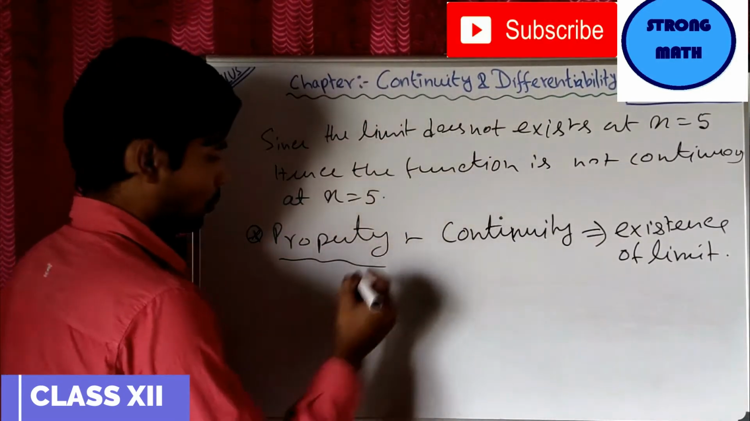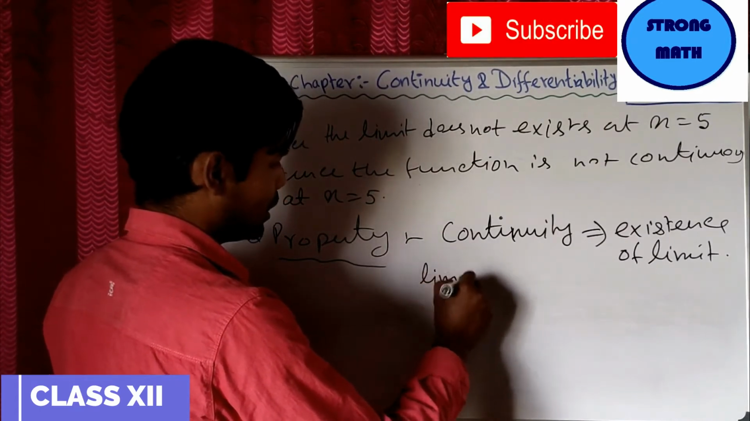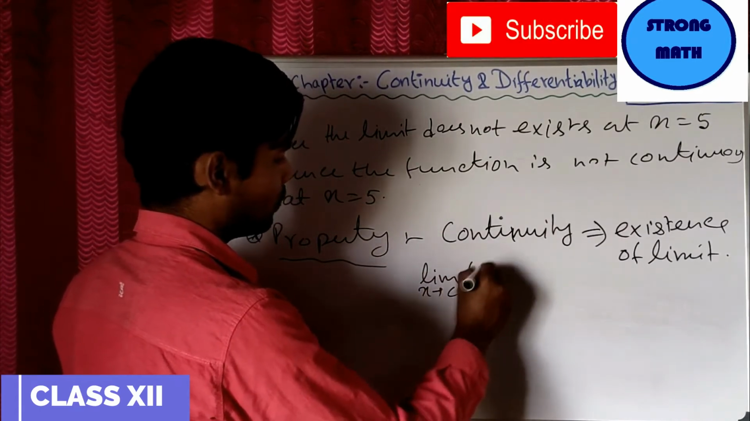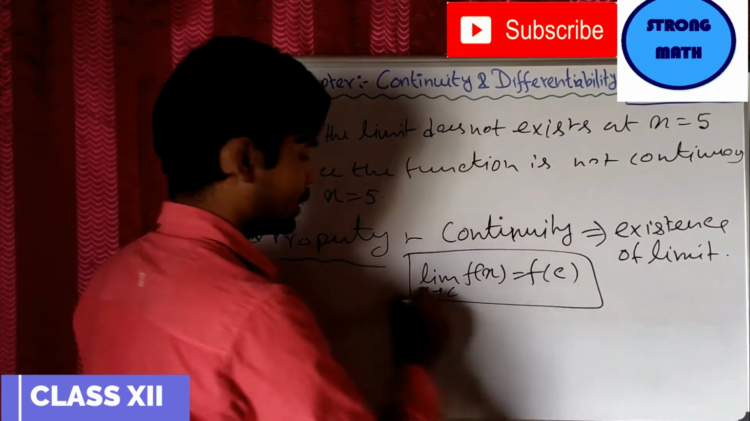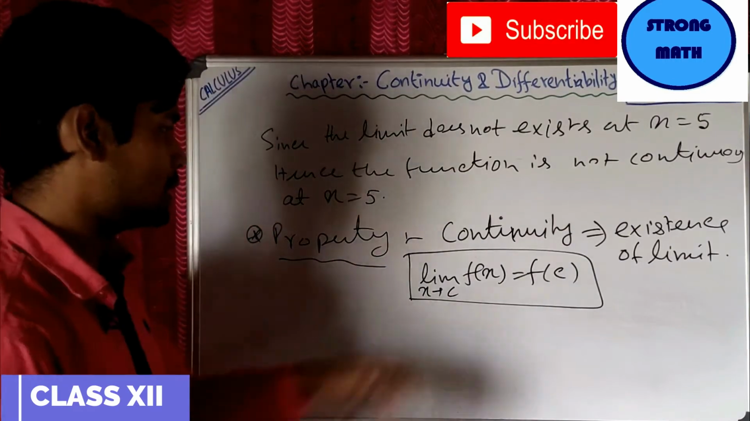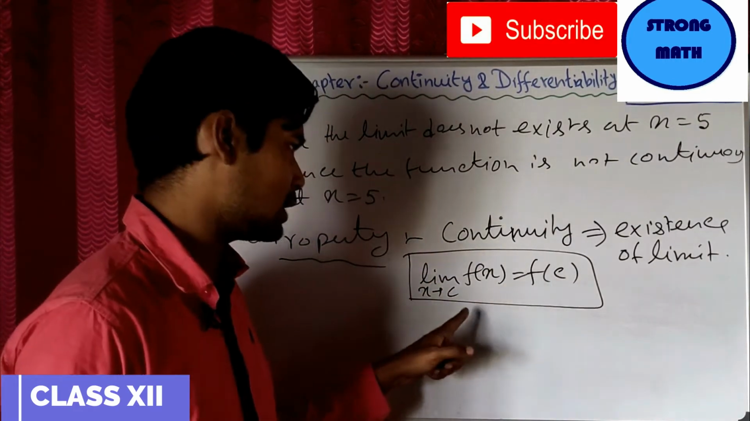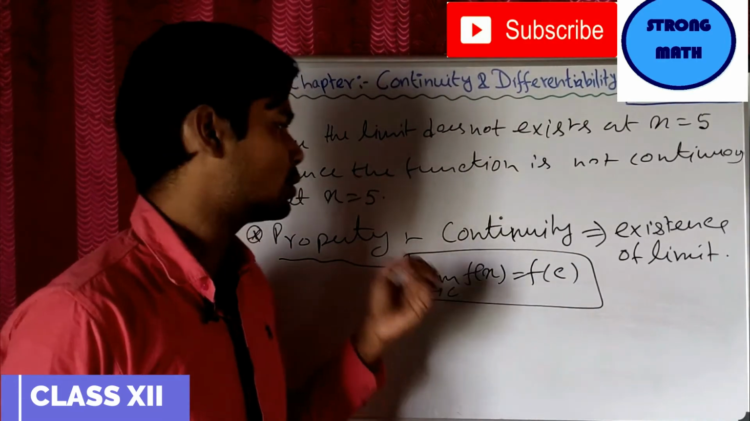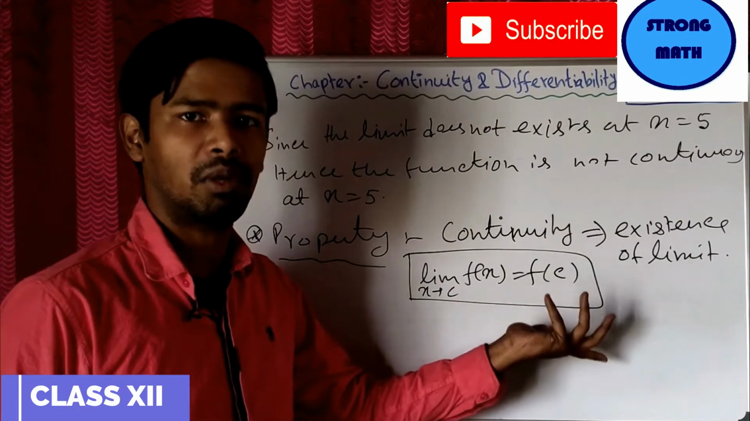That is, if a function is continuous, then its limit must exist. Why? By the definition of continuity, if limit x tends to c f of x equals f of c, then the function is continuous, right? So if this limit exists and equals the functional value, then we can say that the function is continuous. So obviously the continuity of a function implies the existence of limit.